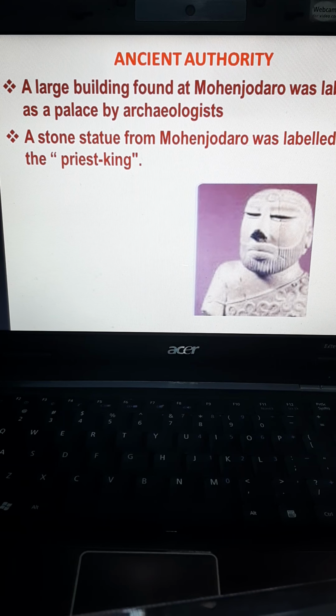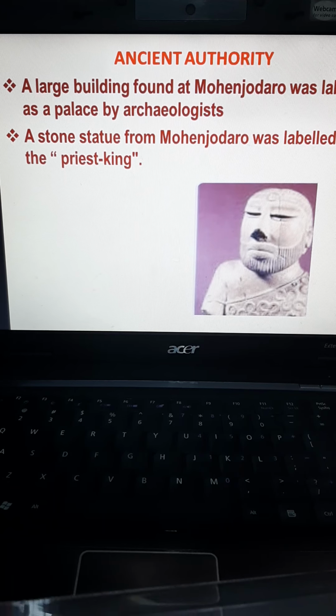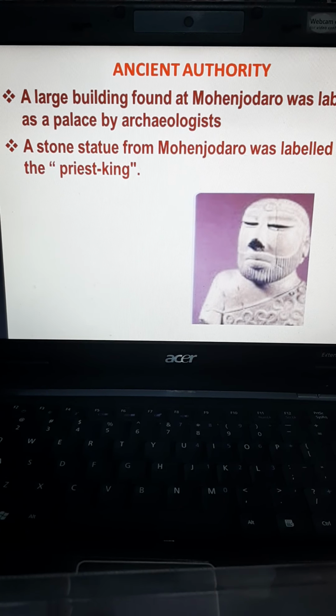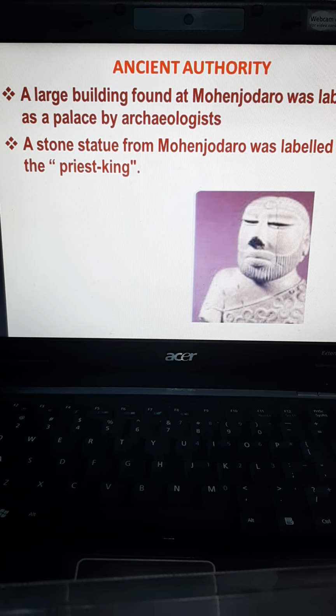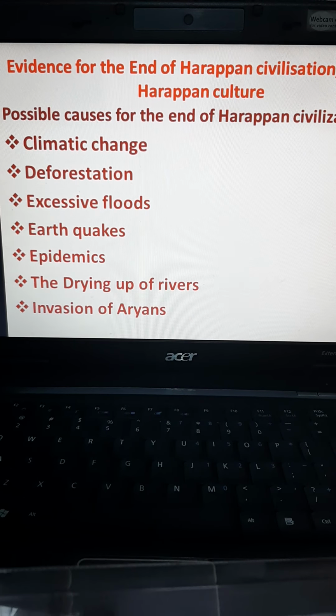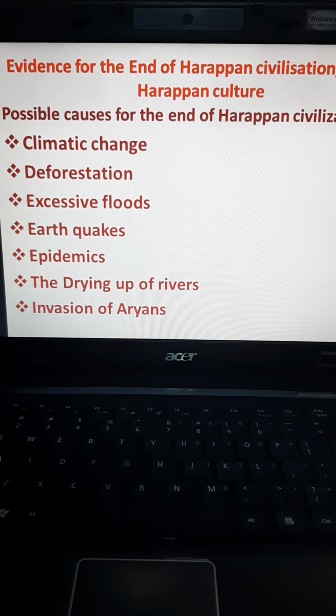And one stone statue was found in Mohenjo-daro, which the archaeologists have labeled. That means they have said this must be the statue of the priest king. Others, we will move on to the evidence now.